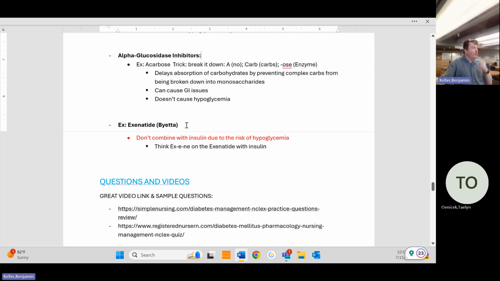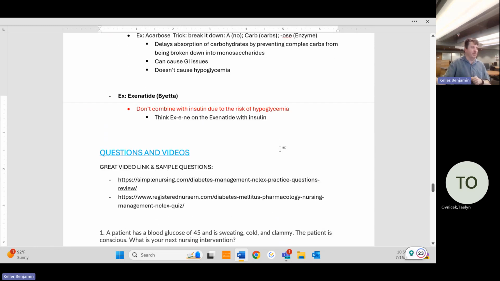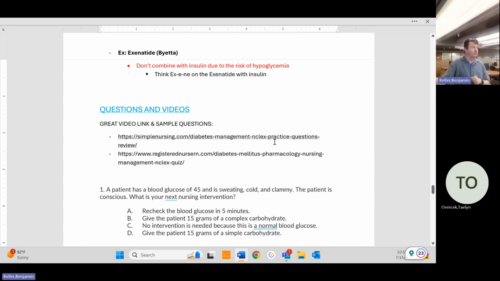And then here's one more, and this one's called exenatide, Byetta. This is a question that'll probably come up on your exam: you don't combine this one with insulin due to the risk of hypoglycemia. So just remember, you want to know that one because there may be a question on exenatide with insulin.